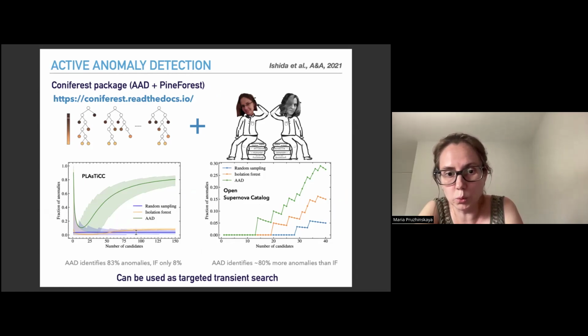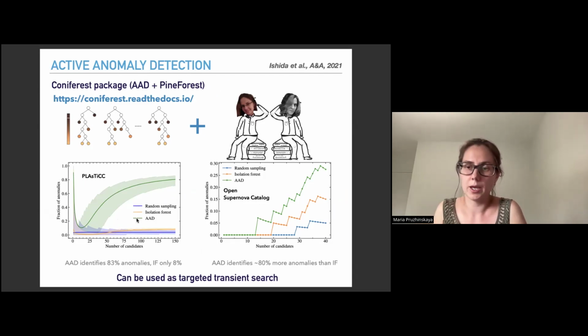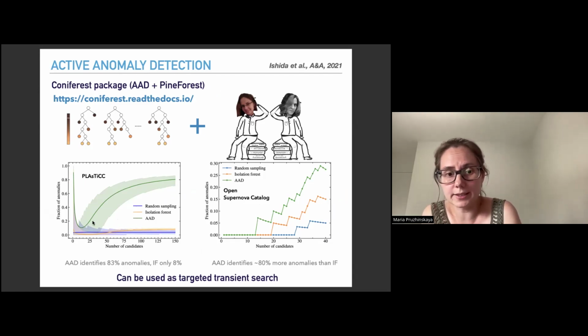In blue, it's a random sampling. So we randomly say to each object, yes, it's an anomaly, no, it's not an anomaly. Then in orange, it's isolation forest. And the green one is our active anomaly detection algorithm. So you can see that the fraction of anomalies for the active algorithm is much bigger than for the standard isolation forest. So it means that this active loop works rather effectively.